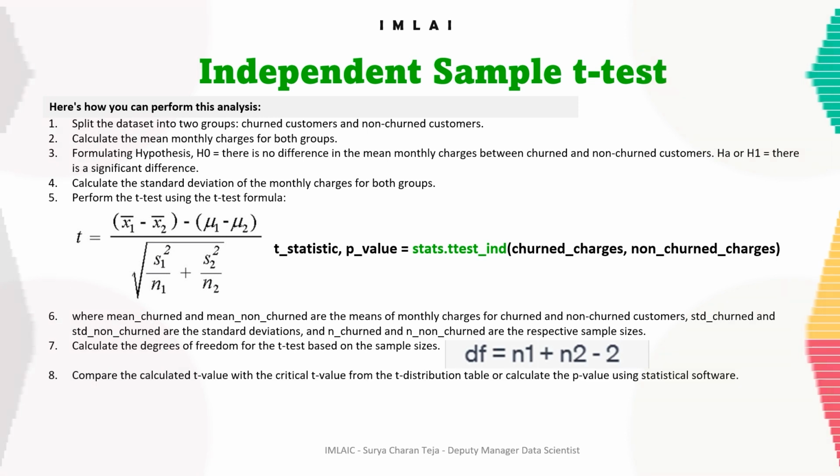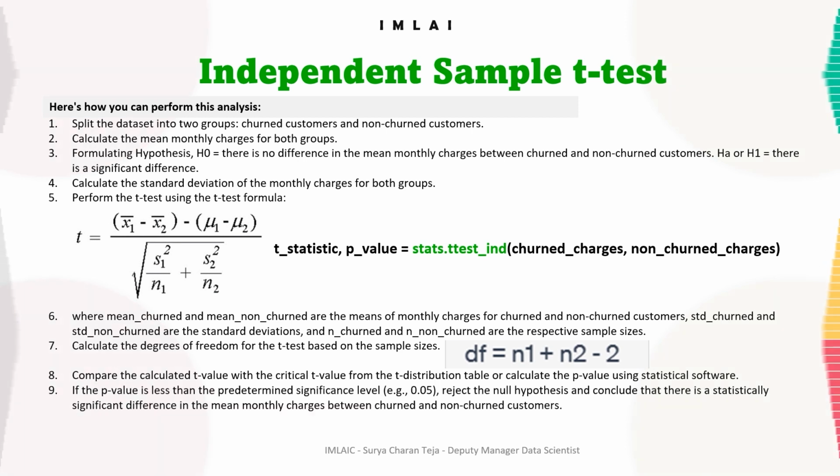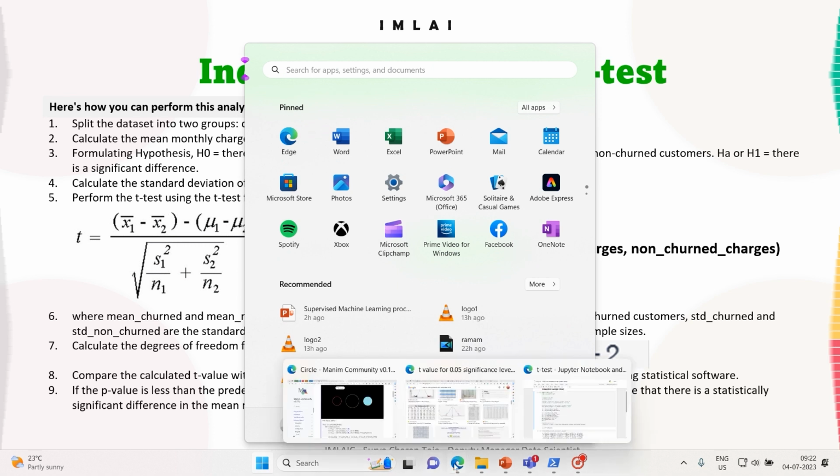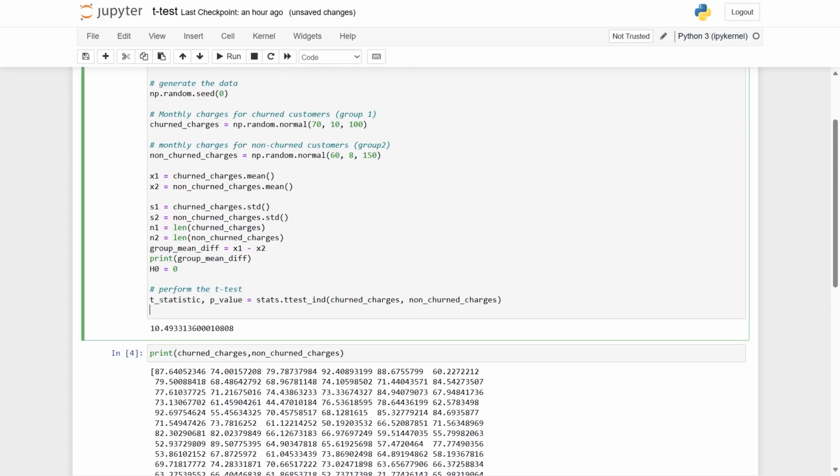And then if you know the degrees of freedom and you know the t statistic, you can get the p-value. Once you get the p-value, if the p-value is less than the predetermined significance level, we can reject the null hypothesis and conclude that there is a statistically significant difference in the mean monthly charges between the churned and non-churned customers. But in our case, we have done the t statistic and p-value in one go, and the degrees of freedom was also calculated by the software, so we don't need to worry. Or else you have to calculate the degrees of freedom, take the t statistic and degrees of freedom, go to the t table, and get the p-value. But that's all done by the software for us.